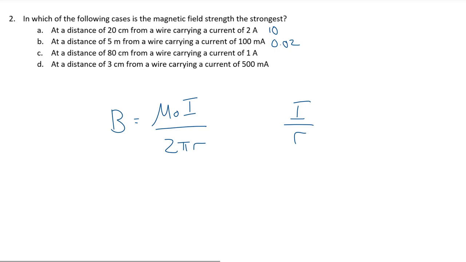Next, I divided by R is given by 1 amp divided by 80 centimeters, 1 divided by 0.8 meters, which is equal to 1.25. Finally, I divided by R for the last case is equal to 500 milliamps or 0.5 amps divided by 3 centimeters, or 0.03 meters. Working this out, this is equal to 16.666 and so on, or roughly 16.67. Therefore, we see that this factor is greatest in option D. Therefore, the correct answer is option D.